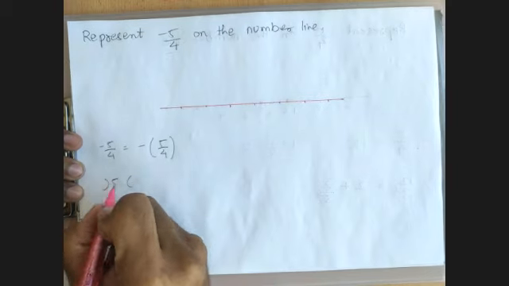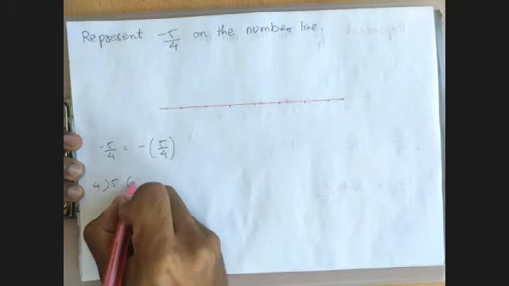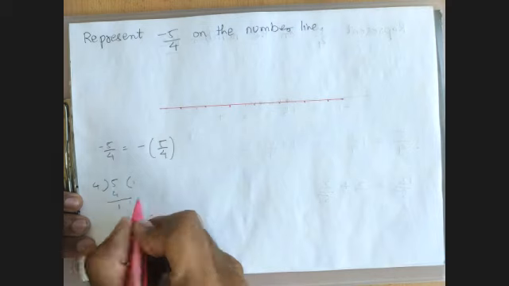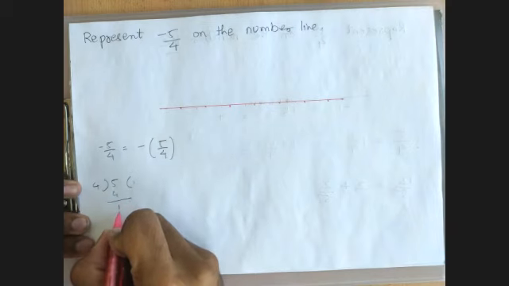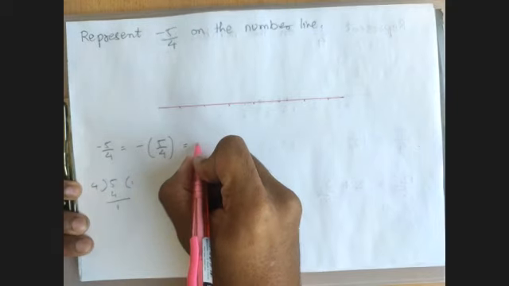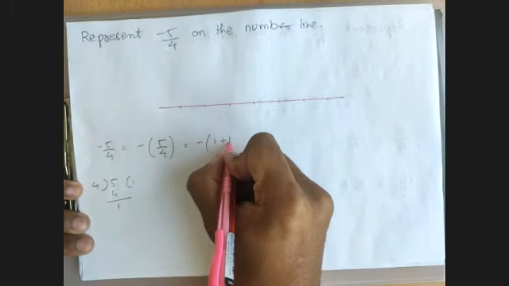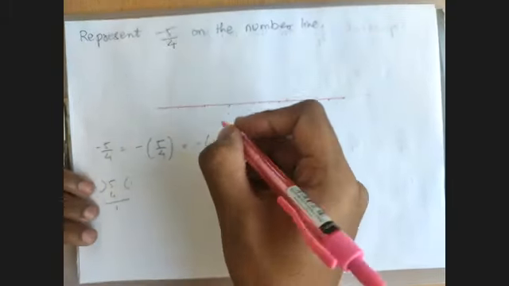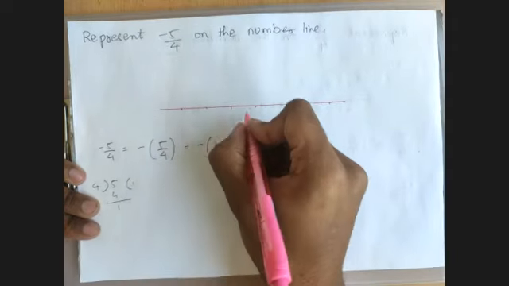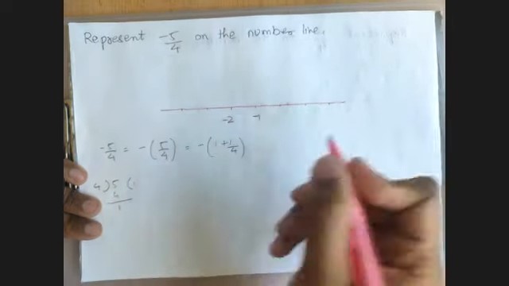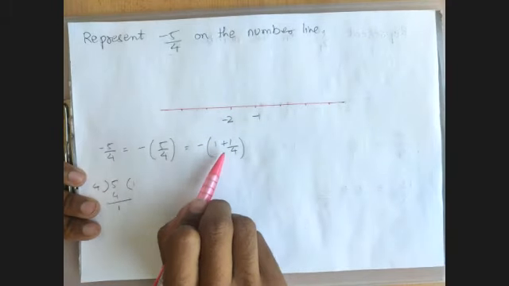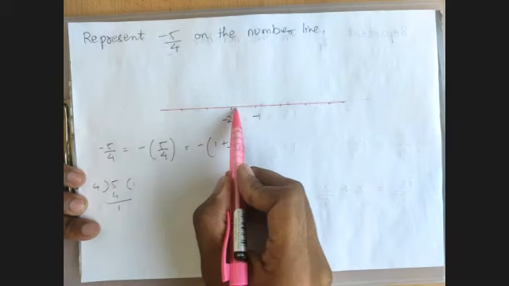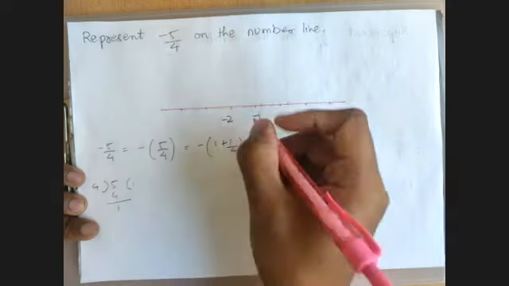Let us do it again. I have to divide 5 by 4. So 4 ones are 4. The remainder is 1. So it can be written as minus of 1 plus 1 by 4. So let us represent this on the number line. If we look at this, where does the number lie? It lies between minus 1 and minus 2. It is greater than minus 1. It is 1 plus 1 by 4. So as we did earlier, we have to divide the line between minus 1 and minus 2 into 4 equal parts.